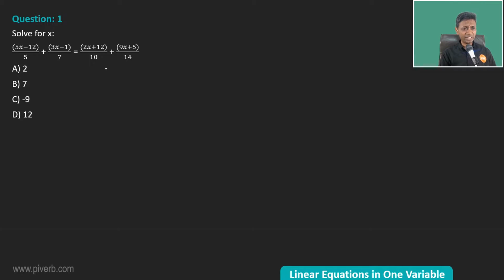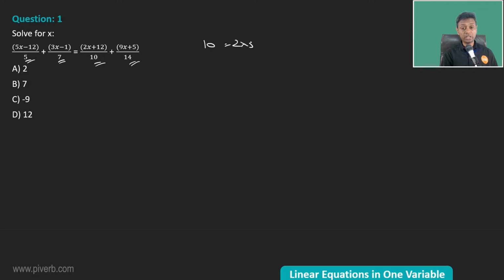(5x − 12)/5 + (3x − 1)/7 = (2x + 12)/10 + (9x + 5)/14. Right? So, interesting question. Here the LCM of 5 and 7 is 35, and the LCM of 10 and 14 is 70.